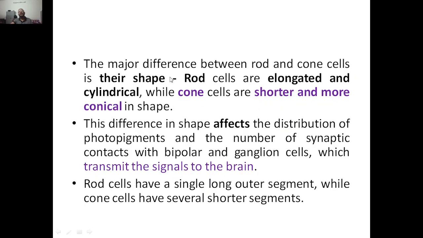The major difference between the rod and cone cells is in their shape. Rod cells are elongated and cylindrical, while cone cells are shorter and more conical in shape.